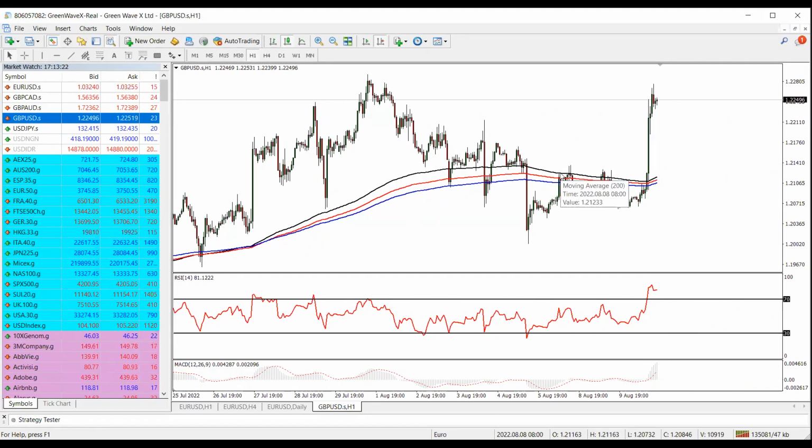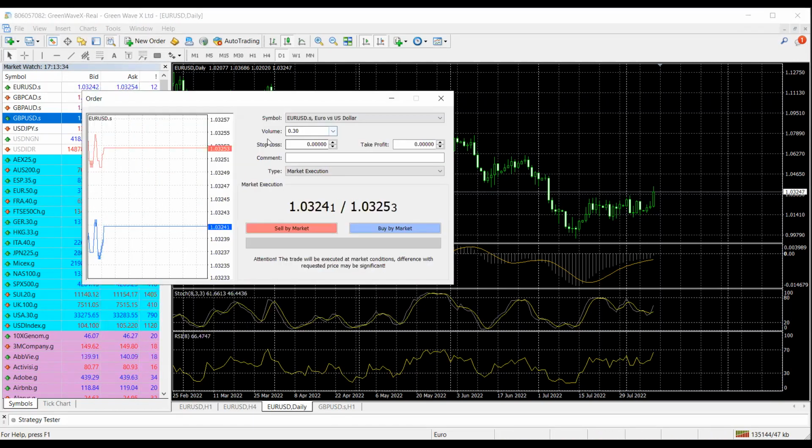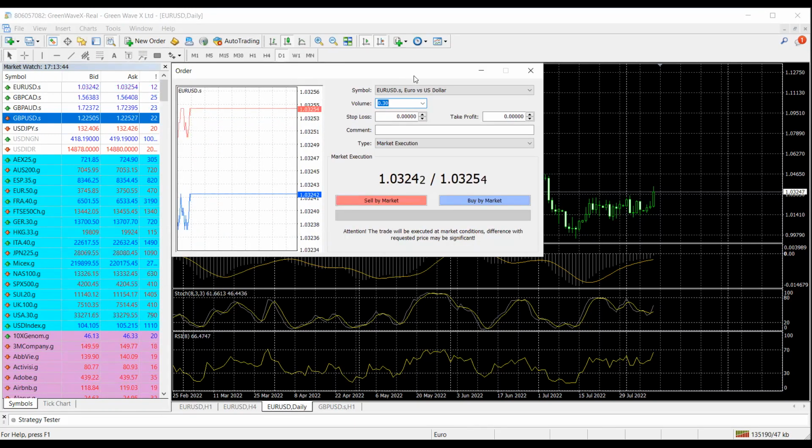Let me remove all these things. Let's just say it's EUR/USD you want to trade. All you need to do is click on new order. When you click on new order, choose the volume. That's the lot size you want to use. But I already told us how we can calculate the lot size, right? I'm going to answer other questions that we are posting. So you just choose the volume.